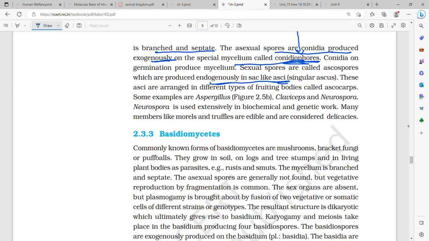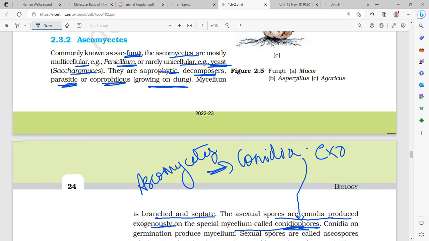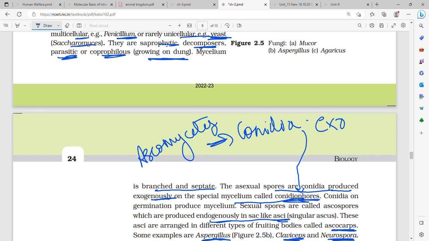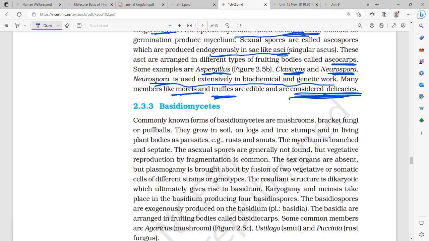The asci are arranged in different types of fruiting bodies called ascocarps. Some examples are Aspergillus, Claviceps, Neurospora. Neurospora is used extensively in biochemical and genetic work. Many members like morels and truffles are edible and are considered delicacies. These are the examples, and also Penicillium and yeast. They are all examples of Ascomycetes.